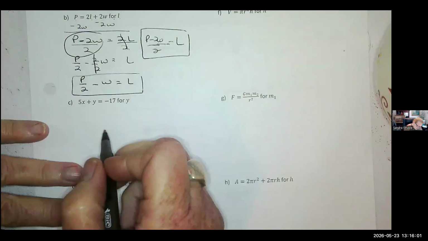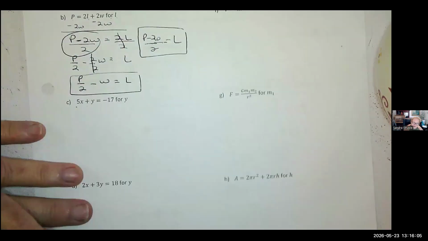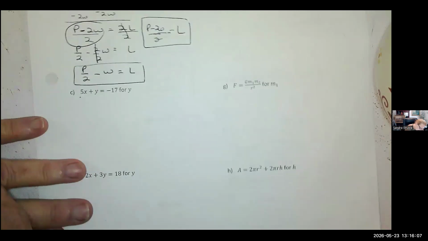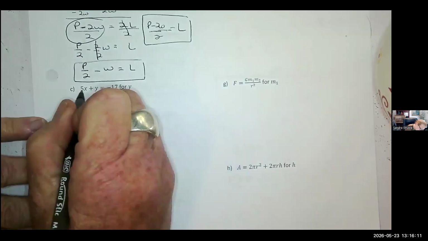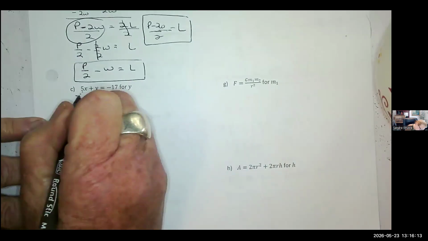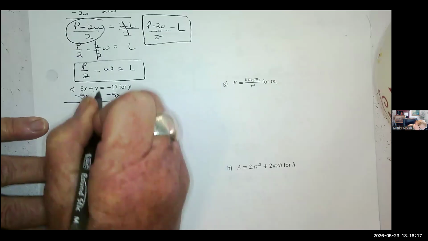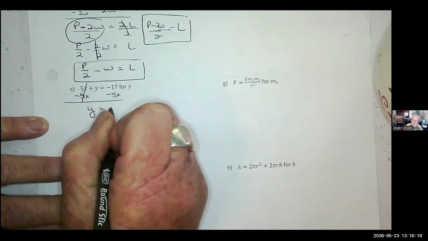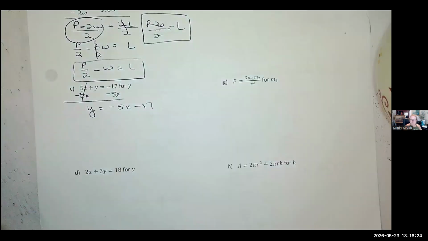You've got 5x plus y is equal to negative 17. I want you to solve for y. Come back to see how you did. Solving for y. 5x is added to it, so we need to subtract 5x from both sides. Y is equal to negative 5x minus 17. Could you have instead written negative 17 minus 5x? Of course you could. It's the same exact thing. This is your answer. All right.